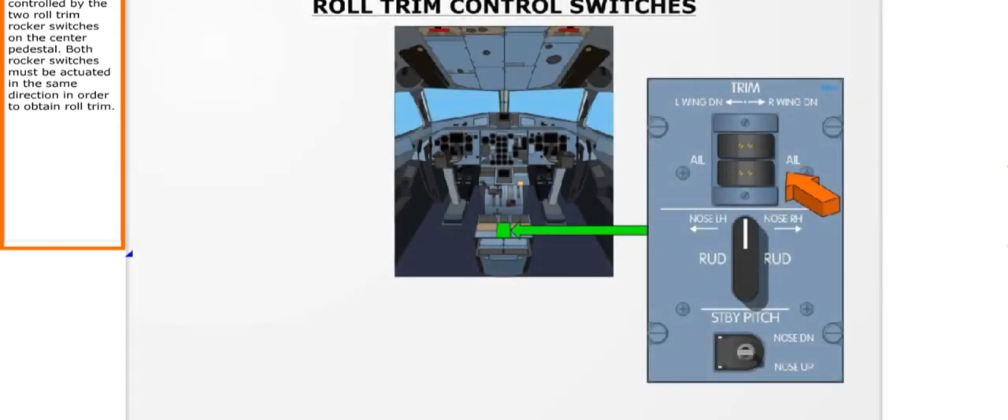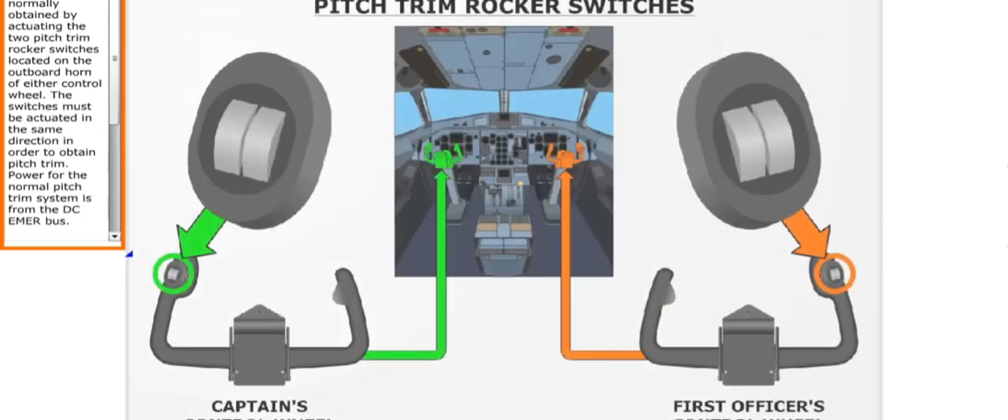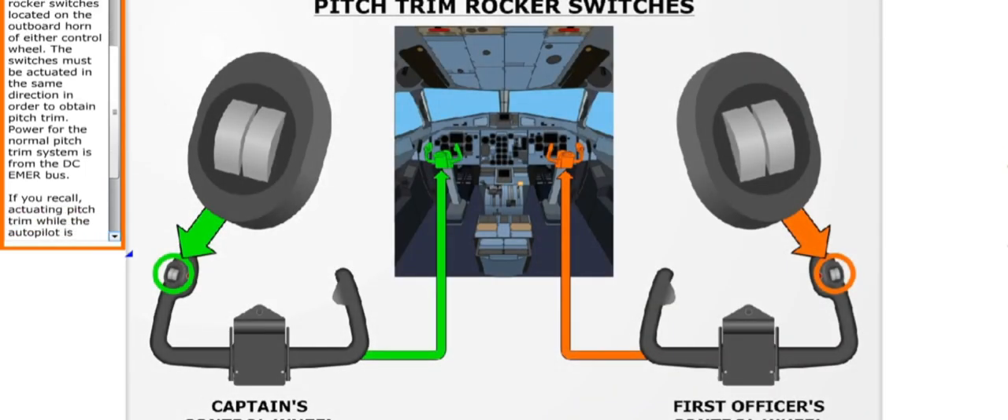Roll trim is controlled by the two roll trim rocker switches on the center pedestal. Both rocker switches must be actuated in the same direction in order to obtain roll trim. Pitch trim is normally obtained by actuating the two pitch trim rocker switches located on the outboard horn of either control wheel. The switches must be actuated in the same direction in order to obtain pitch trim. Power for the normal pitch trim system is from the DC emergency bus. If you recall, actuating pitch trim while the autopilot is engaged will automatically disengage the autopilot.